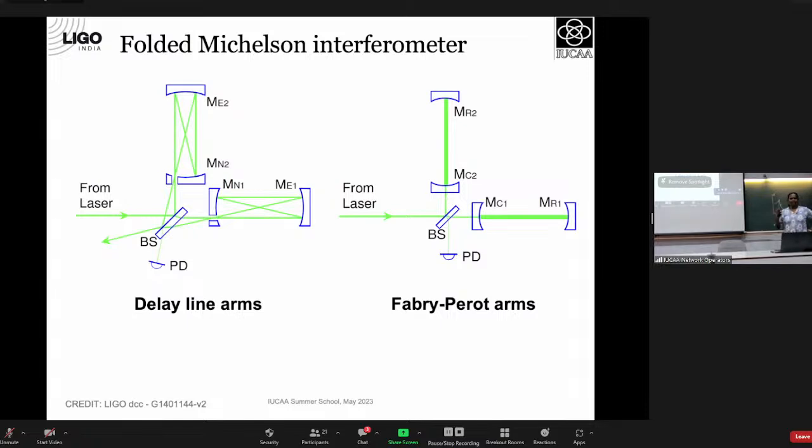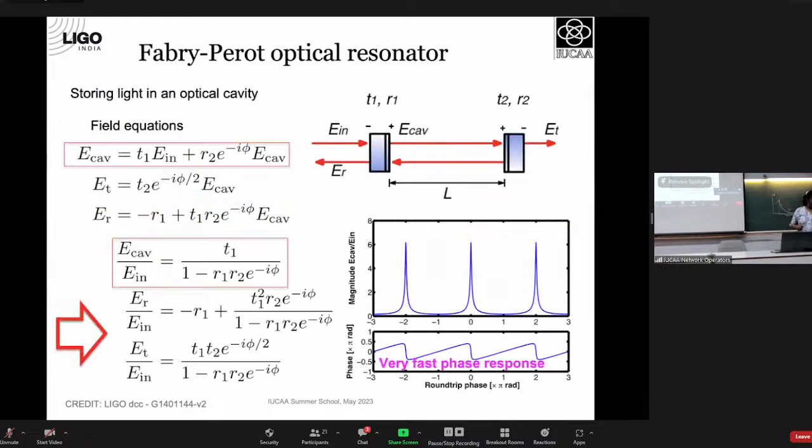How many of you have heard about Fabry-Perot? Okay, that's also a good number. Good. So what we do is we put in a partially reflecting mirror in one of the cavities, and then we make the light bounce multiple times, and then you collect the light at the output. So these are the two ways you can resolve this problem of 75 kilometers.